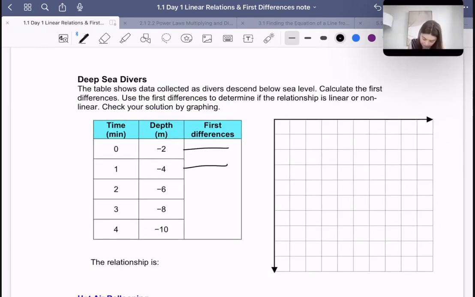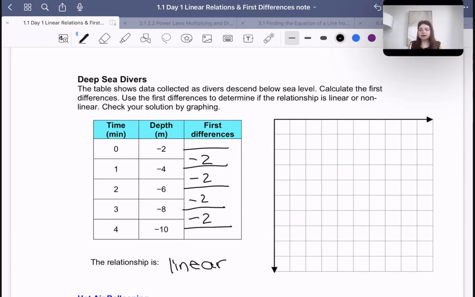So 4 minus negative 2 would be negative 2. Negative 6 minus negative 4 would be negative 2 again. Negative 8 minus negative 6 would really be negative 8 plus 6, so that's also negative 2. And last but not least, negative 10 minus negative 8 is really negative 10 plus 8, which is negative 2. So therefore, the relationship is linear because all the first differences are the same.